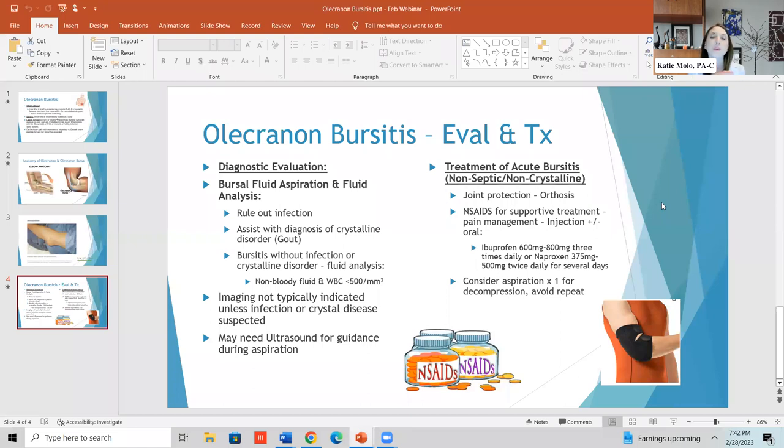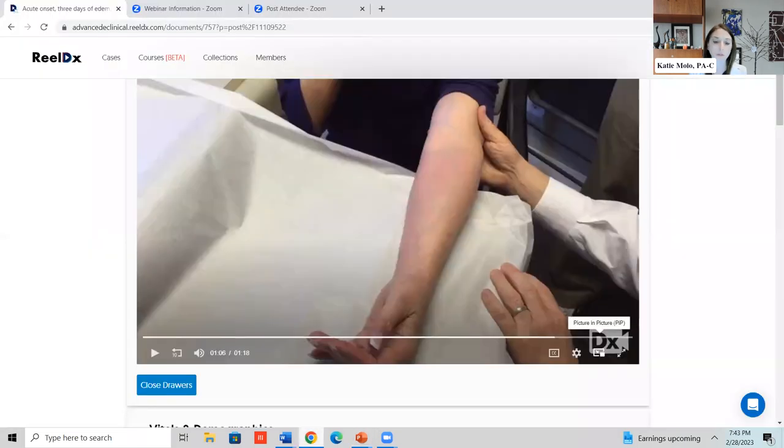NSAIDs would be contraindicated if they have chronic kidney disease. So that's why I said order that CMP. Also, you could do an NSAID, but maybe just really dose reduce it. And also consider aspirating it one time for decompression because swelling causes pain. So if you decompress that area, it'll be a lot less painful. You want to avoid a repeat though, because if you keep doing it, it can introduce new infection from the skin into the joint. Also, it's painful, so you don't want to do it too many times. All right, so that is olecranon bursitis in a nutshell.